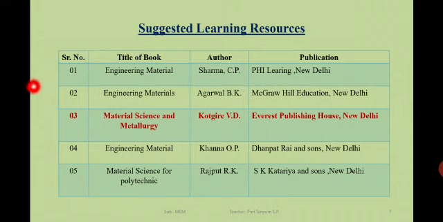So this table shows the learning resources, suggested learning resources by MSBT. So I suggest the best book for this subject is Material Science and Metrology by author Kodgire and Kodgire, and publication is Everest Publication House, New Delhi. This is the widely used book for the mechanical engineering materials. I suggest you to refer this book to get concepts easily.